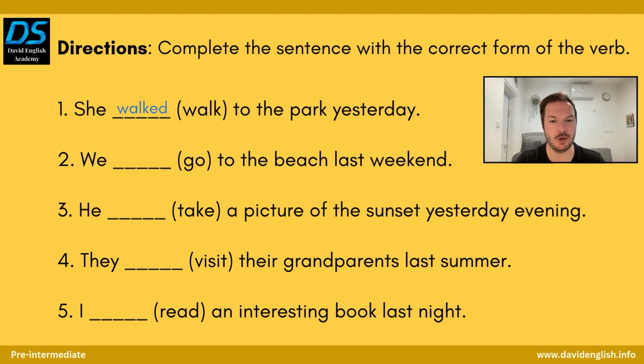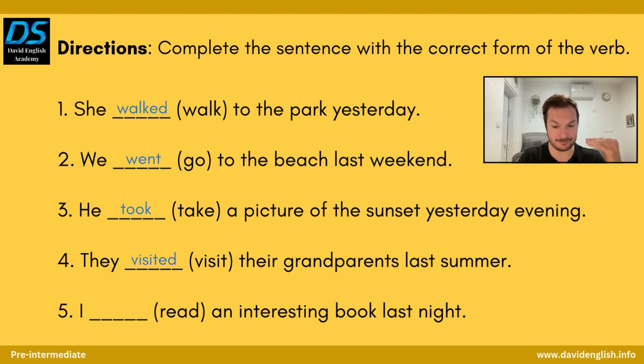Number 2, we go to the beach last weekend. We want to say we went to the beach last weekend. Number 3, he take a picture of the sunset yesterday evening. What do you think? We want to say he took a picture of the sunset yesterday evening. Number 4, they visit their grandparents last summer. What do you think? This is a regular verb. We want to say they visited their grandparents last summer.